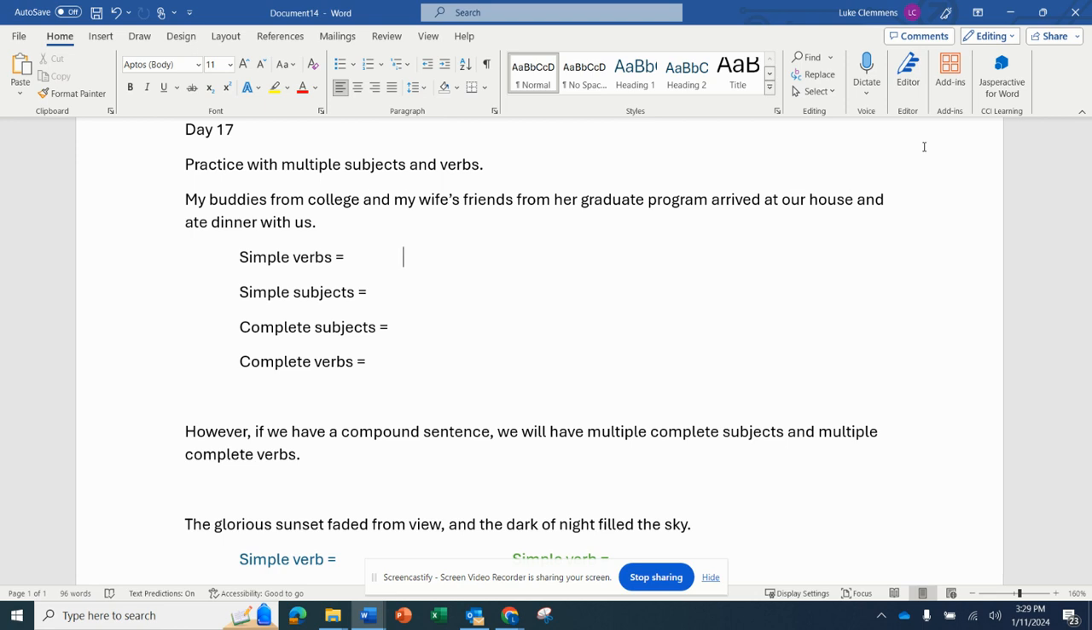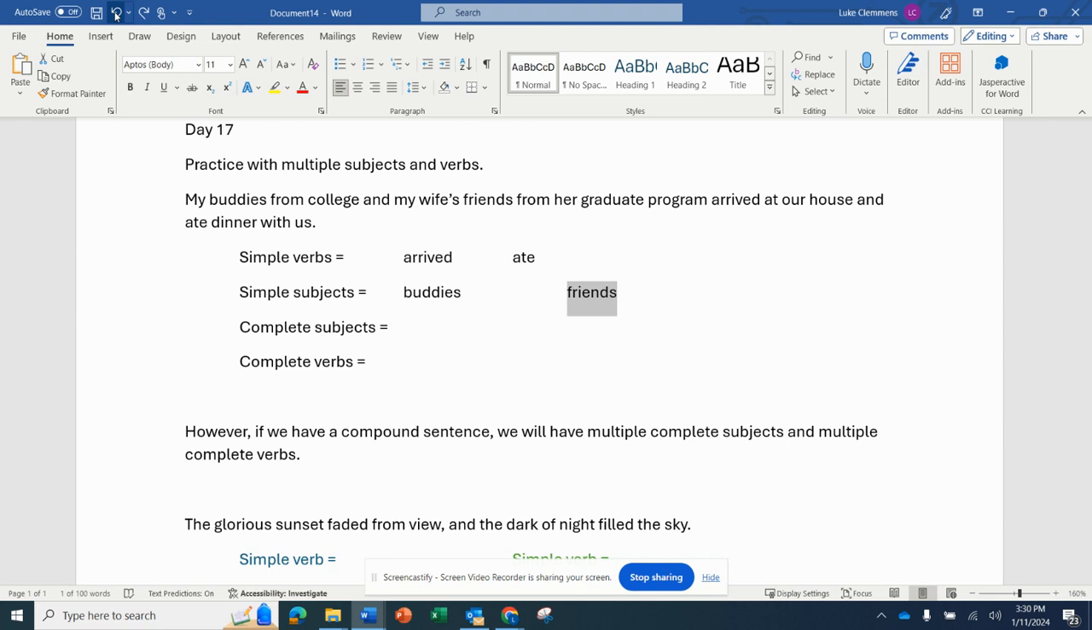are compound. Okay, so my buddies from college and my wife's friends from her graduate program arrived at our house and ate dinner with us. All right, so if we're looking at this sentence and we want to find the subjects and verbs and the complete subjects and complete verbs, let's just start with the simple stuff. Okay, so what are our simple verbs? Well, our simple verbs are arrived and ate. Okay, those are the verbs. Now we ask who or what is doing this? Who arrived and who ate? Well, the answers are buddies and friends.